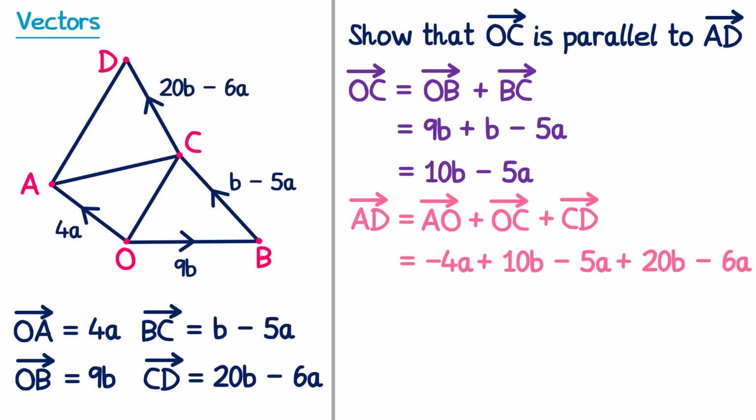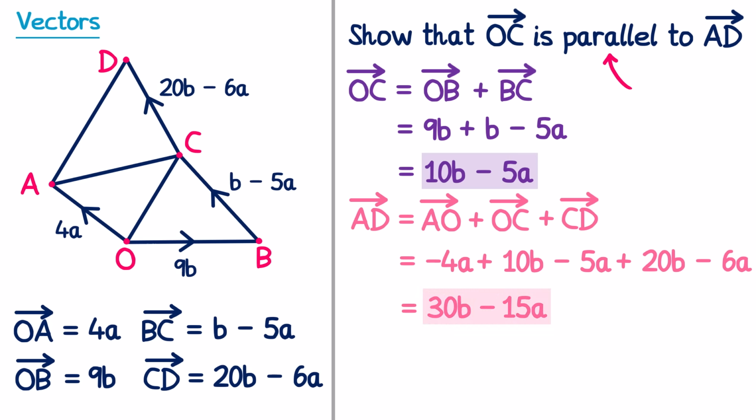Then we just need to simplify. So we've got negative 4a, subtract 5a, subtract 6a, which is going to be negative 15a. And then we've got 10b plus 20b, which is plus 30b. Now we could reverse the order of this, so rather than negative 15a plus 30b, it's 30b subtract 15a. So remember we were trying to show that these two vectors are parallel. And we have both of the vectors. OC is 10b minus 5a, and AD is 30b minus 15a.